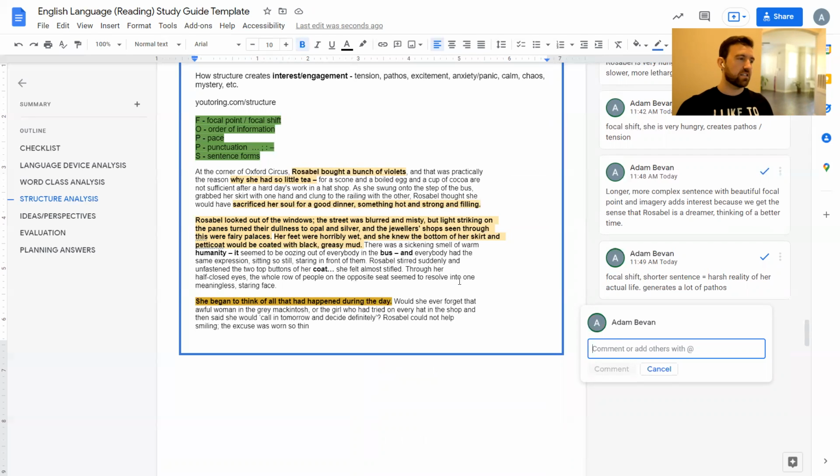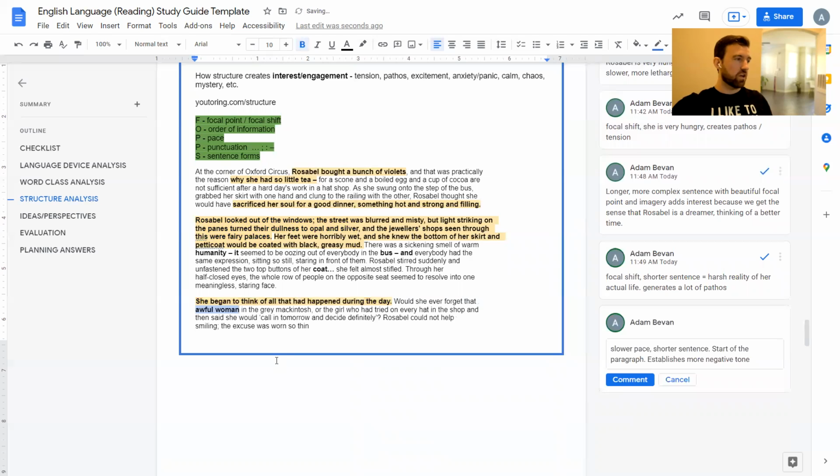She began to think of all that had happened during the day. As she sat there, it emphasizes the fact that she's thinking about the day she's had. It also slows the pace and maybe starts to establish a little more tension and a negative mood about the day. Slow pace, shorter sentence, start of the paragraph, establishes a more negative tone. Then as we go on, if we kept reading, we get to know about this awful woman who had come into her store demanding all kinds of things.